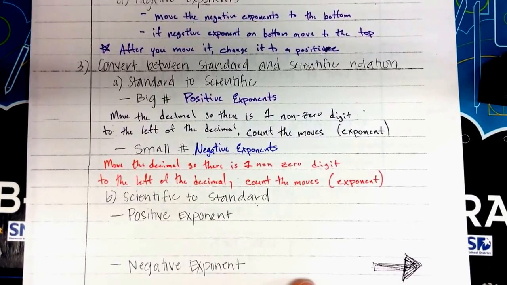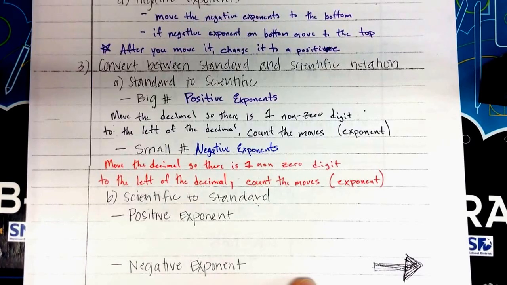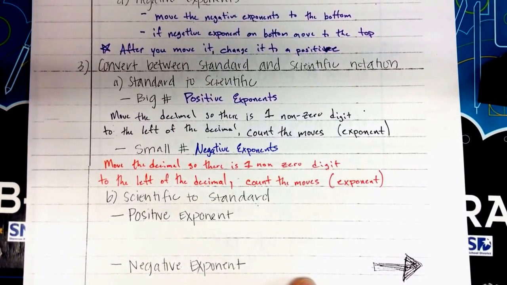So on the test on Wednesday, we should all see how many non-zero digits to the left of our decimals in scientific notation problems. One. Uno. No dos. Just one non-zero digit to the left, and we're going to count our number of moves, make that our exponent.